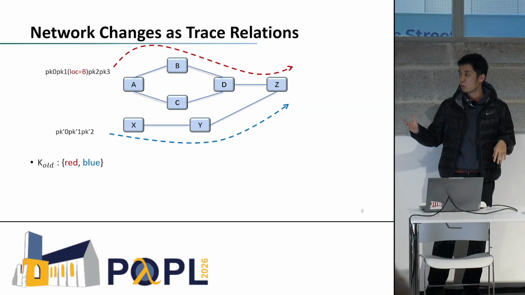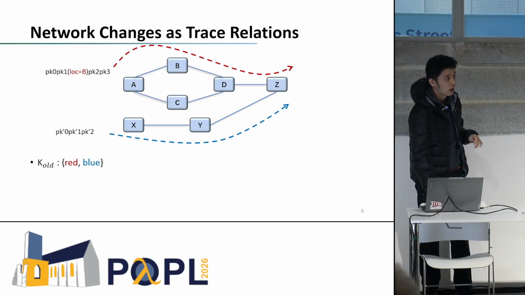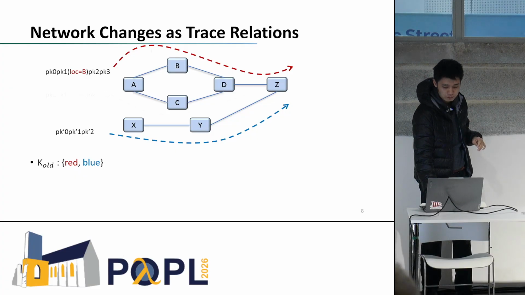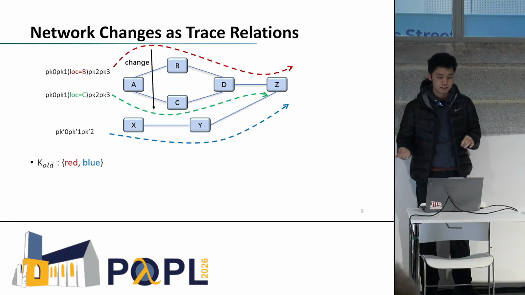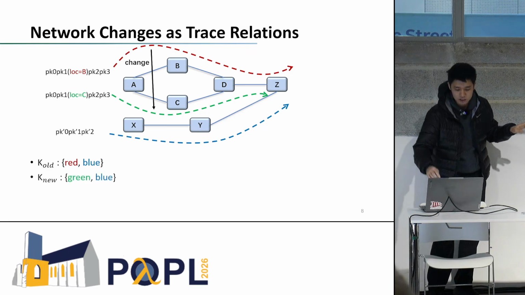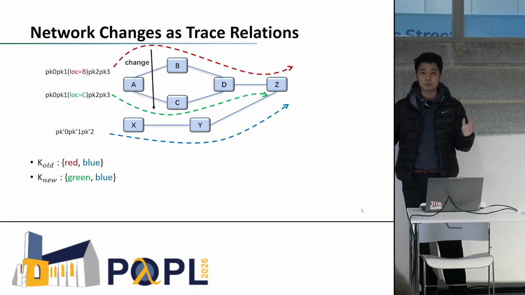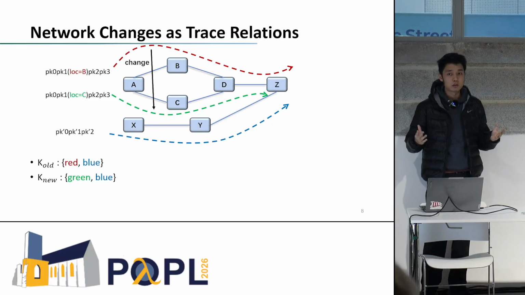Originally, we got a network written in NetKAT denoted by K_old, which contained two traces, the red trace and the blue trace. Now we are going to make the rerouting from ABDZ to ACDZ. So here we change the red trace to the green trace. Now we got a new network, which is a new set of traces containing the green trace and the blue trace. So the problem now is how are we going to describe network changes?